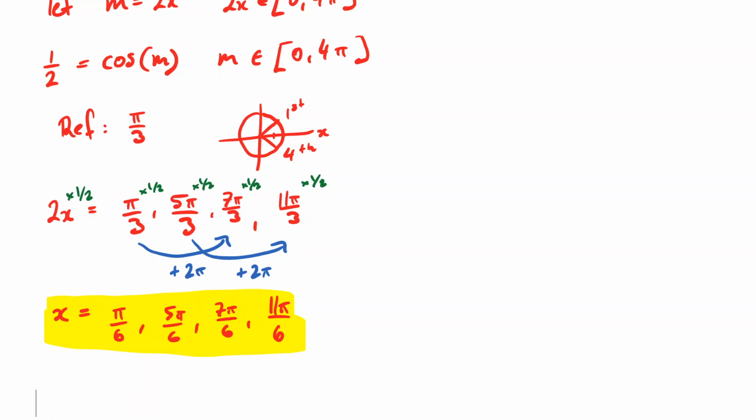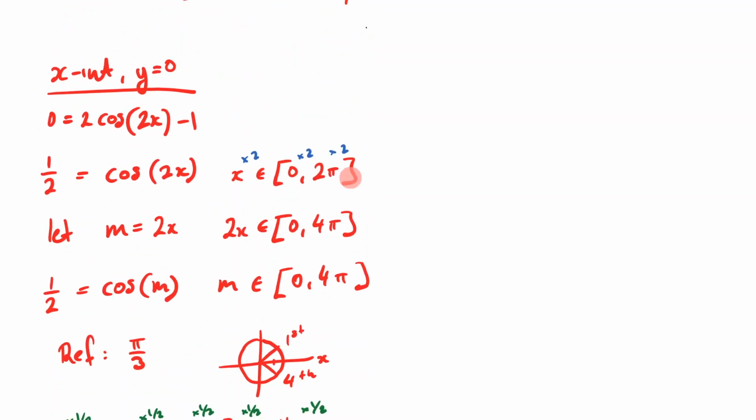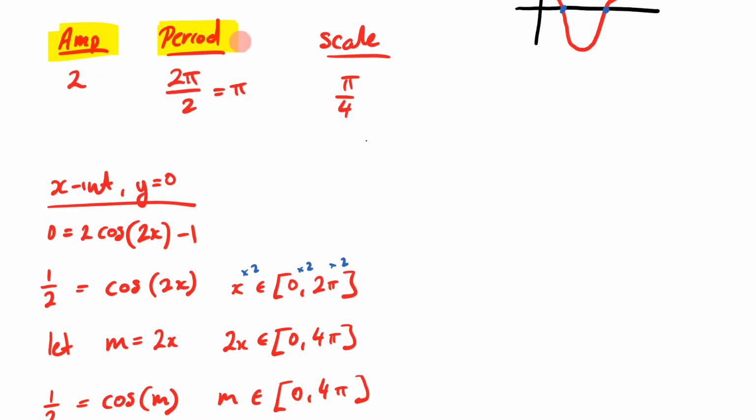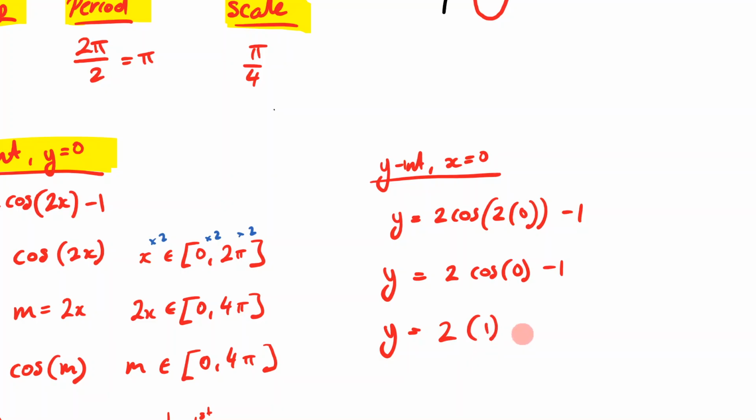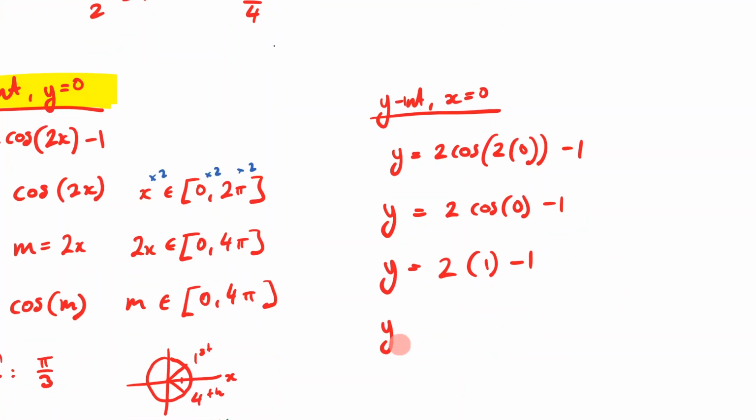But we're not done yet, because next we need to find the y-intercept. So let's scroll back up here. So we've found the amplitude, we've found the period, we've found the scale, we found the x-intercepts. Let's now find the y-intercept. Then we'll take a breath, and then we'll actually sketch it. So the y-intercept is going to occur when x is equal to 0. So that means I'm going to get y is equal to 2 cos of 2, I put 0 into the x spot here, minus 1. Y is going to be equal to 2 cos of 0 minus 1. What's cos of 0? That's 1. What's 2 minus 1? That is 1, everyone.